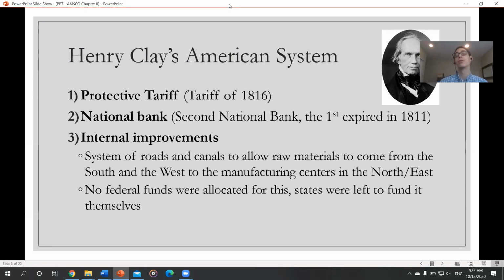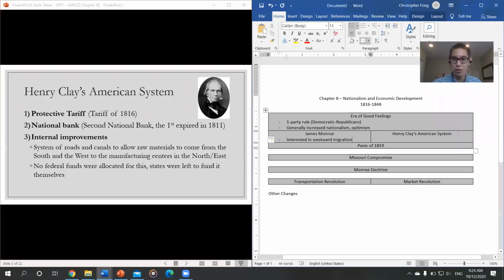He also creates, or helps to create, a second national bank. The first one had expired a few years earlier because the Democratic Republicans were opposed to it, because remember, they don't want a strong central government. And then he generally helps to promote a system of roads and canals and transportation networks to encourage trade between the different regions of America. Now it says at the bottom that no federal funds were allocated for this. This was actually done by state governments, which is an interesting way to strengthen the country as a whole, but without a strong central government. So perhaps the Democratic Republicans were more on board with that.